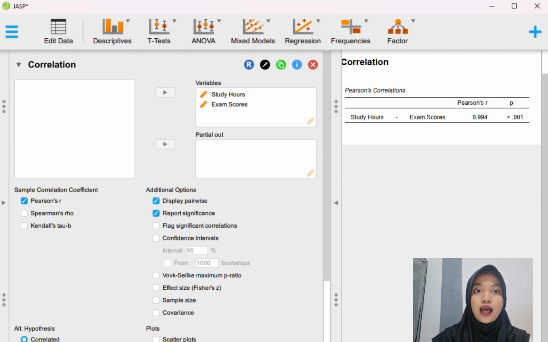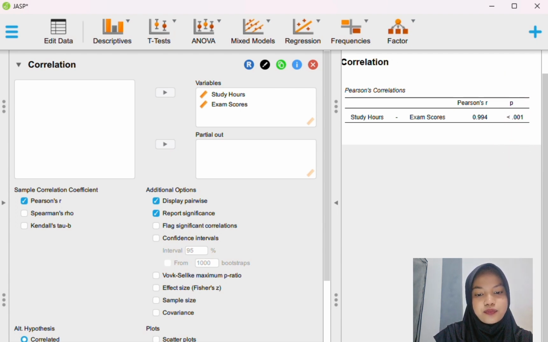Now let's look at the result. The Pearson correlation coefficient is 0.994. This indicates a very strong positive relationship between study hours and exam scores. In other words, students who study more tend to achieve higher exam scores.